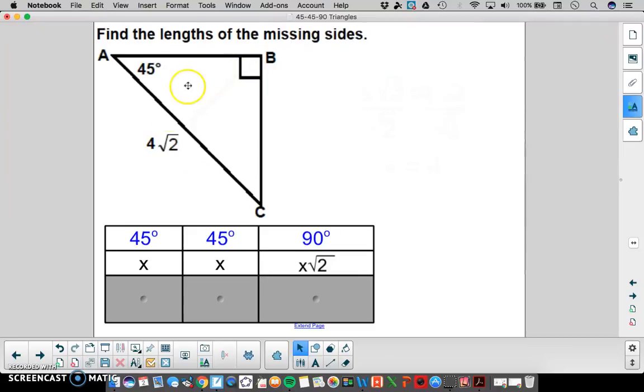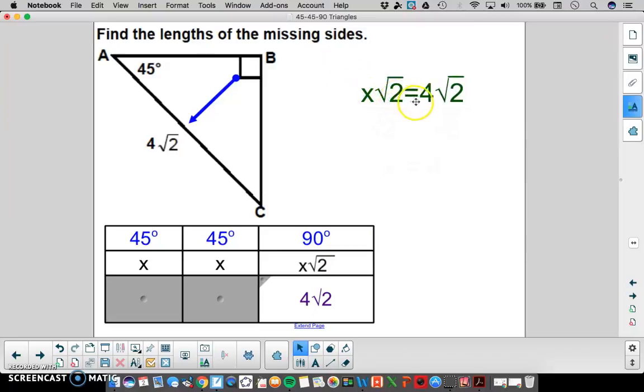For the next example, I'm going to use my 45, 45, 90 pattern because I see a 45-degree angle here and we know it's a right triangle. This time I'm given the hypotenuse, the one across from the 90 degrees. So I know right away that that's 4 root 2. Well, that means that's equal to the x root 2 part of my pattern. So I really have a little equation to solve.